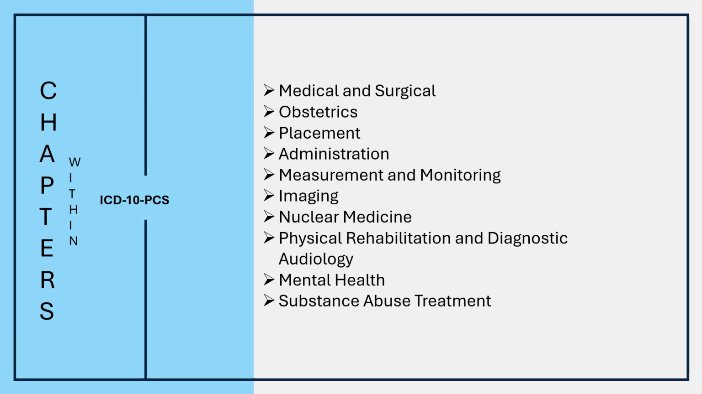These are some of the chapters inside the ICD-10 PCS code system. Things that are important to keep in mind are that the medical and surgical chapter is the largest and most used. The administration chapter is crucial for documenting therapeutic and diagnostic administration. And don't forget about the measurement and monitoring chapter, which will be used for things such as blood pressure and temperature.